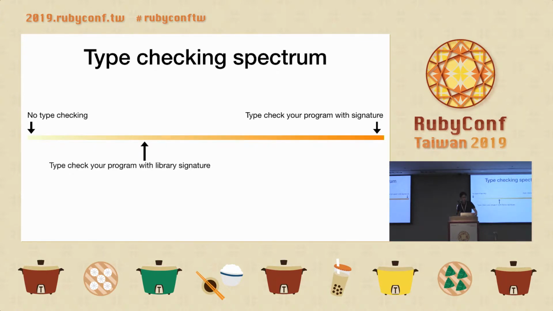You can type check your program, it uses the library signatures, but you don't write any inline annotations or signatures of your program. Or you may generate the type signatures of your gem, and you can ship the auto-generated type signatures with your gem to help your library users to type check their programs. Or maybe you write signatures by hand, but you don't want to write the inline type annotations in your Ruby code.